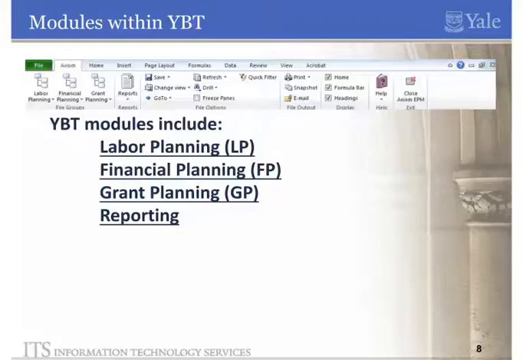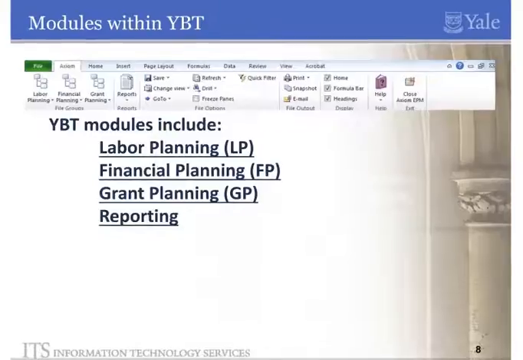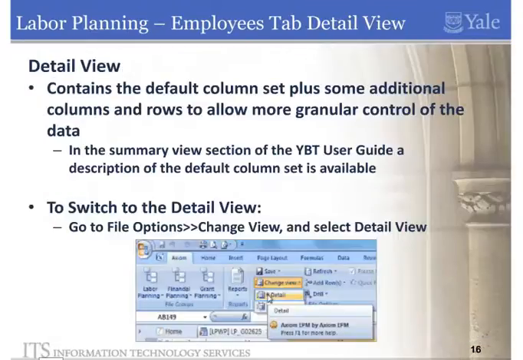The Detail view contains the same default list of columns as the Summary view, plus some additional columns and rows to allow you more granular control of your data. To switch to the Detail view, go to File Options on the toolbar, choose Change View, and select Detail View. Again, to view a listing of the default column sets, see the Labor Planning Summary View section of the YBT User Guide.